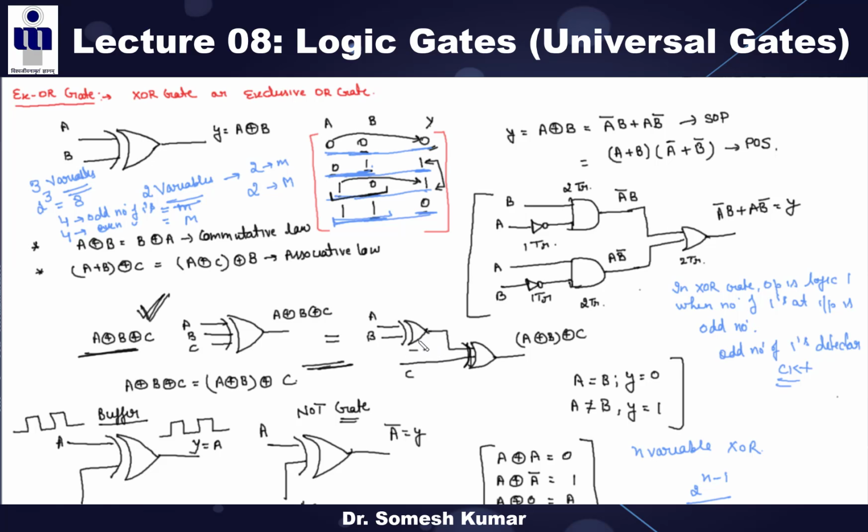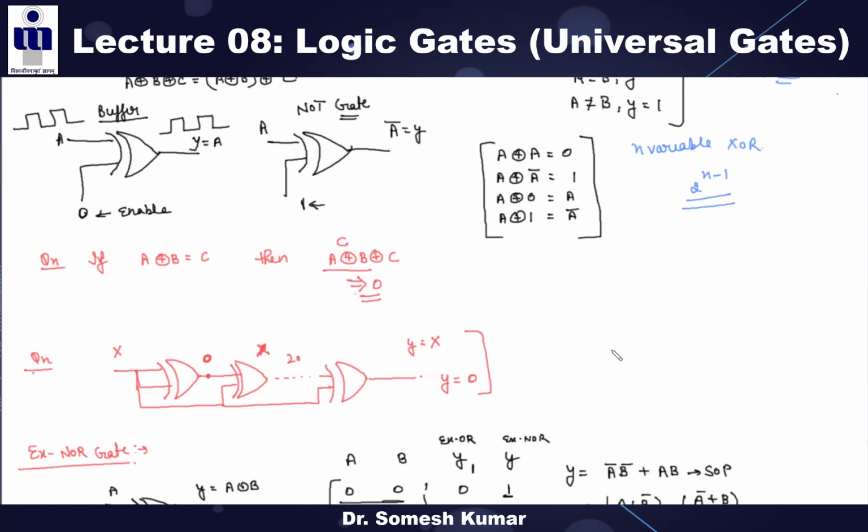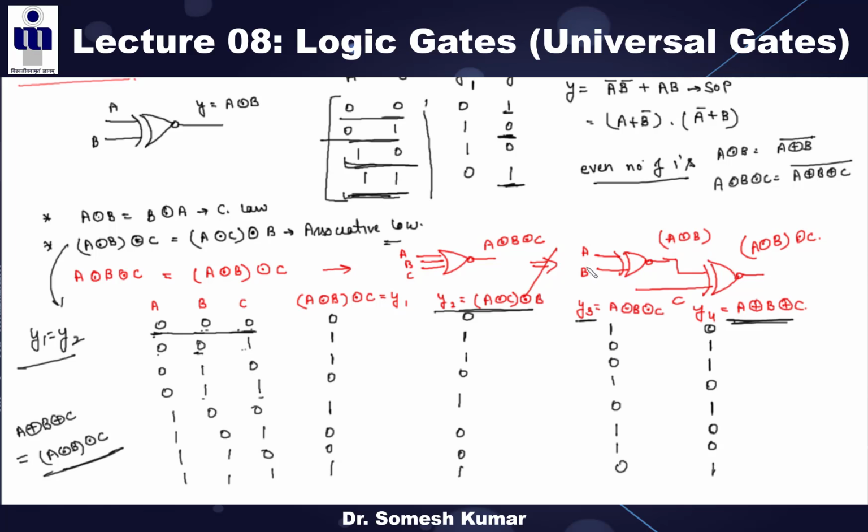So again you can verify like this: A XOR B. What is this? A bar B plus A B bar, right? And then again you can take the XOR with C. Then you will get this statement, right? Now in the XNOR, if you take A XNOR B and then XNOR of this with C, then you will not get the similar statement, right? You can also verify this through Boolean expressions.